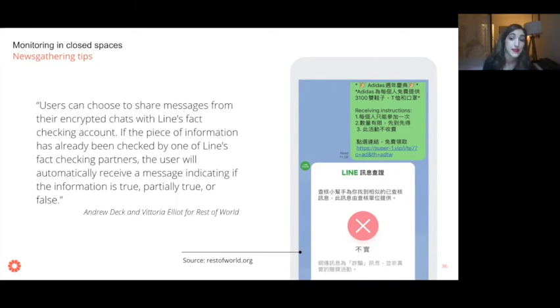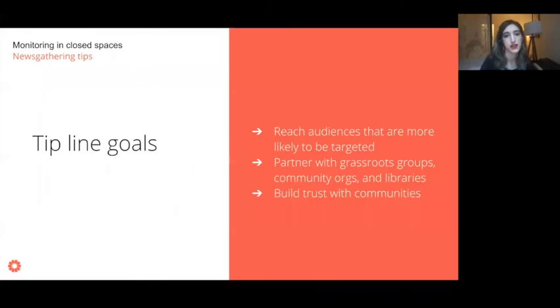So this is a program that the app itself started, but similar to the project that we did with Comprova and to what some other news organizations we work with have done, you can set a tip line up yourself, as a way to also build trust with your community, right? As a way to reach out to audiences. And it can be multifunctional. You can use tip lines to reach audiences that are more likely to be targeted. It's an opportunity to partner with grassroots groups, community orgs, libraries, and generally build trust.